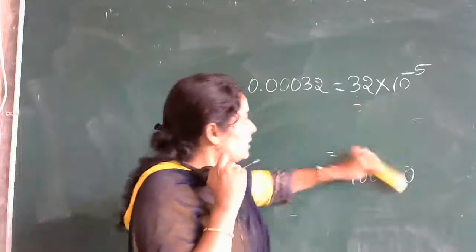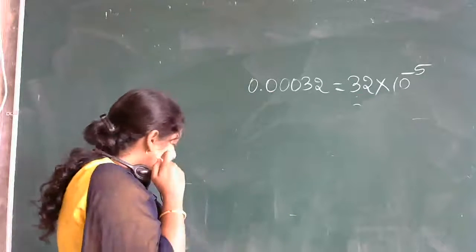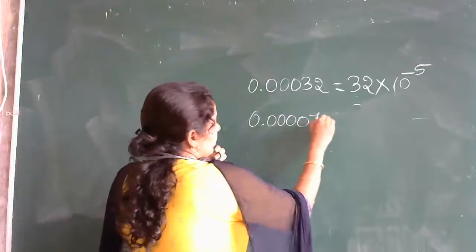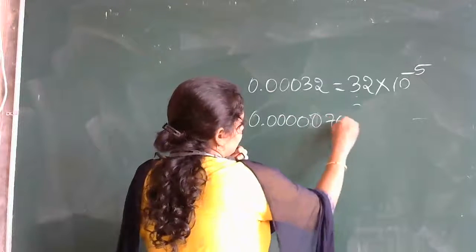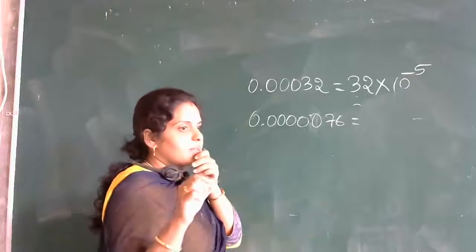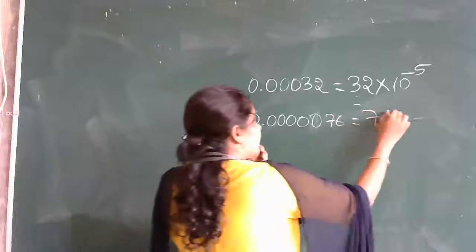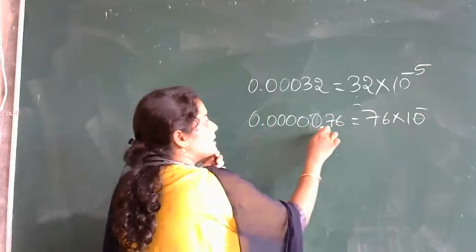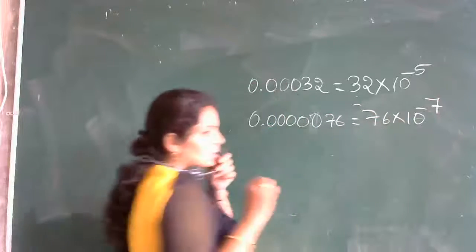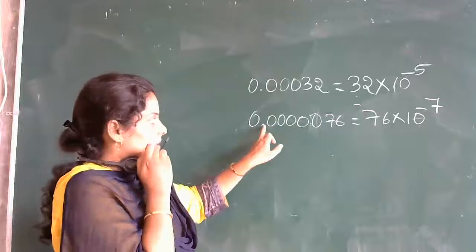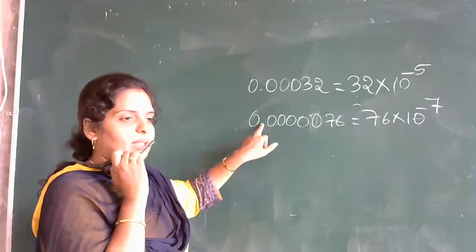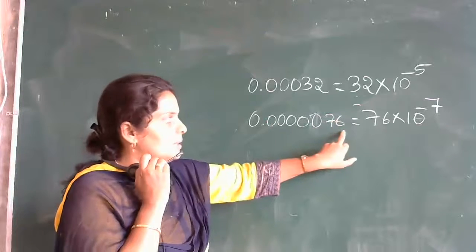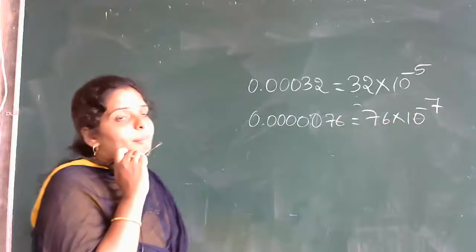If you want, I can show you one more example. The next example I'll take as 0.00007, one more zero I'll take. So how can you express this? You can write it as 76 into 10 to the power minus 1, 2, 3, 4, 5, 6, 7. Where you are shifting your decimal point, that number you write. That is nothing but 10 raised to minus 7.